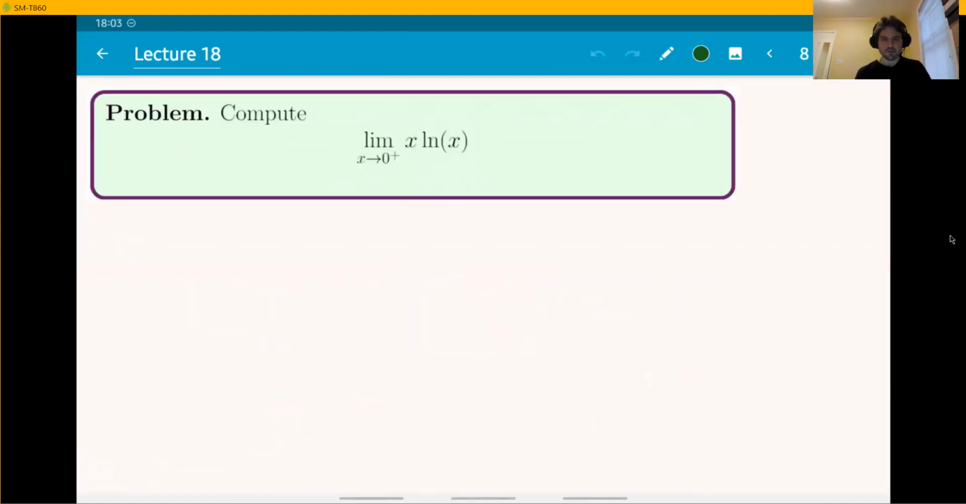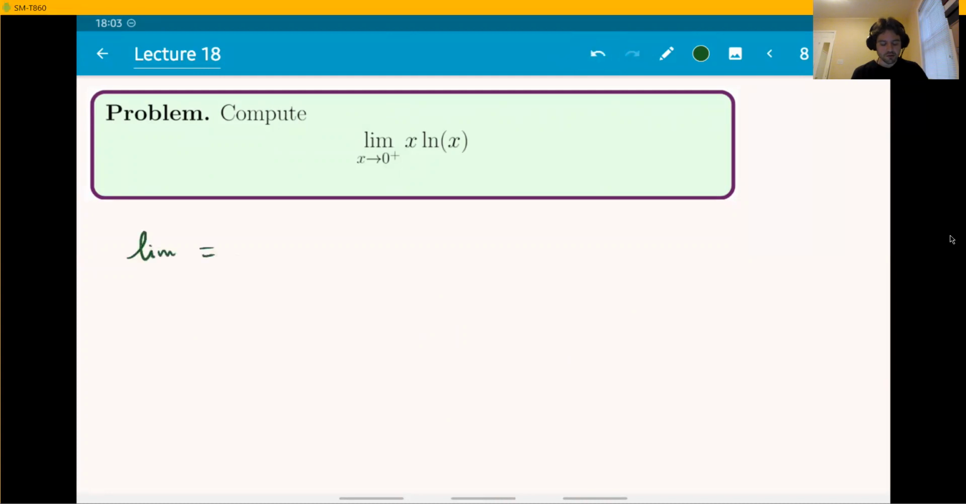But now we're going to get into some ones that are not actually quotient forms yet. This is an indeterminate form of a product. Compute this limit, x times ln x. X is going to 0 from the right.